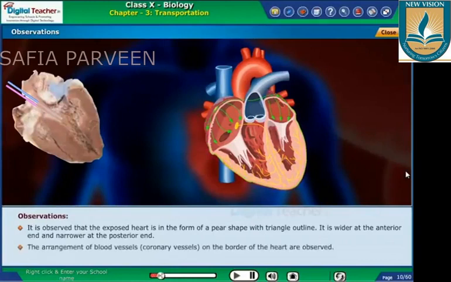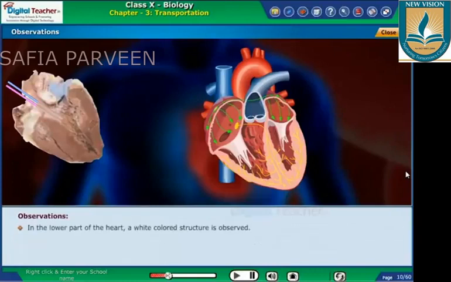You can also see that there is an arrangement of blood vessels on the border of the heart. The blood vessels that are arranged on the border of the heart are supposed to supply blood to the heart walls, and these are called coronary blood vessels. And we can also see that the thickness of the walls of the heart is not the same in all walls.